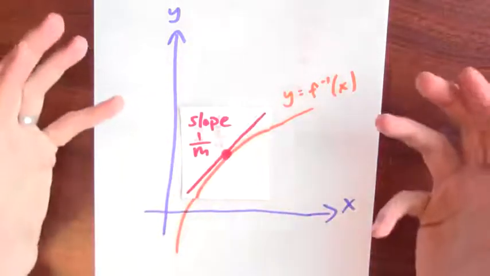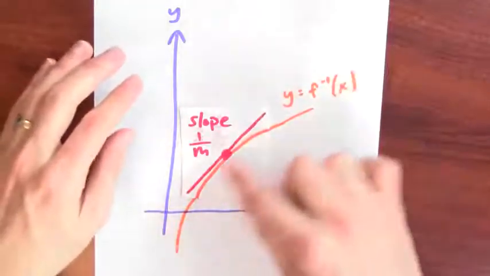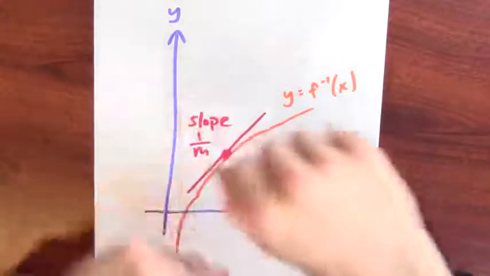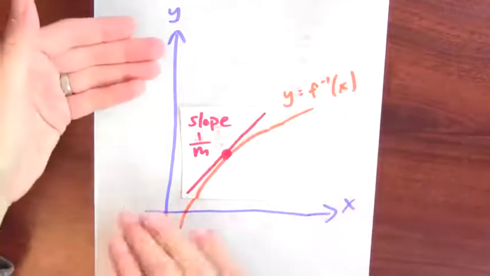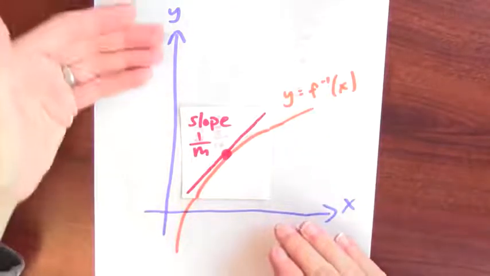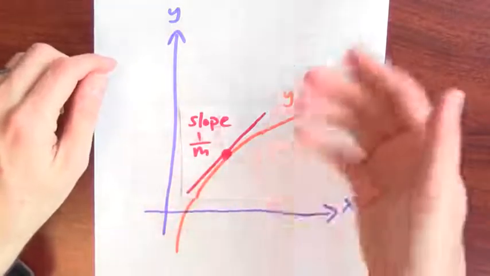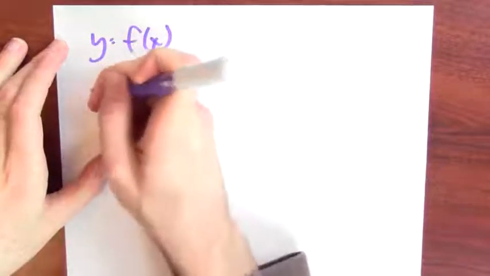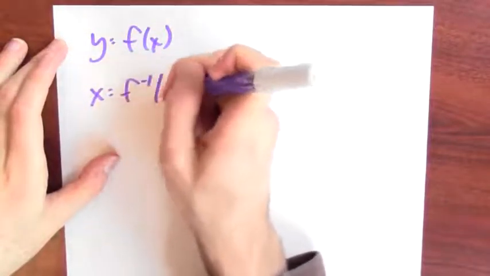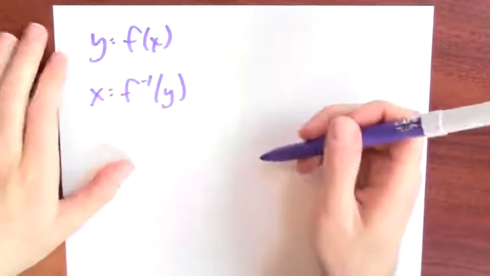Why 1 over m? Well, that makes sense because I got this graph by exchanging the roles of the x and y axis, by flipping the paper over. And that exchanges rise for run and run for rise. So the slope becomes the reciprocal of the old slope. This slope business is reflected in the notation dy/dx. So let's suppose that y is f of x, so x is f inverse of y. I'm supposing this is an invertible function.